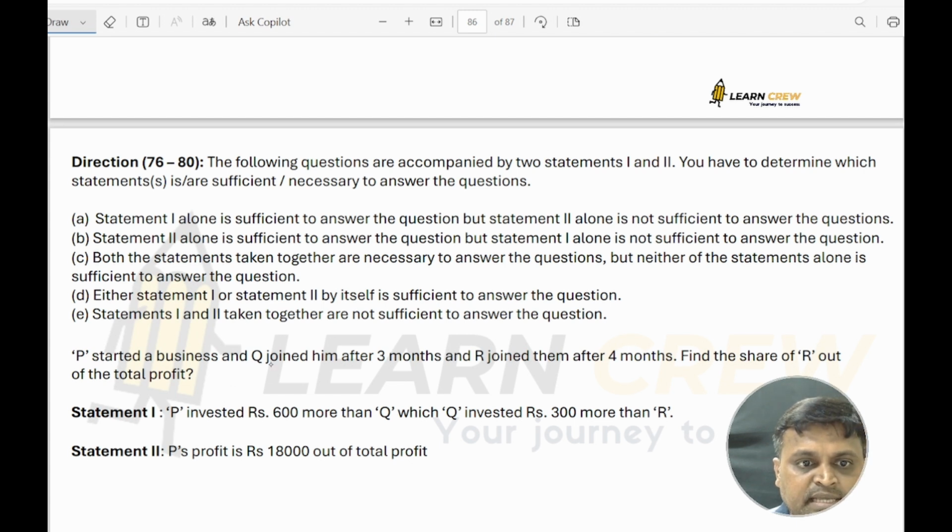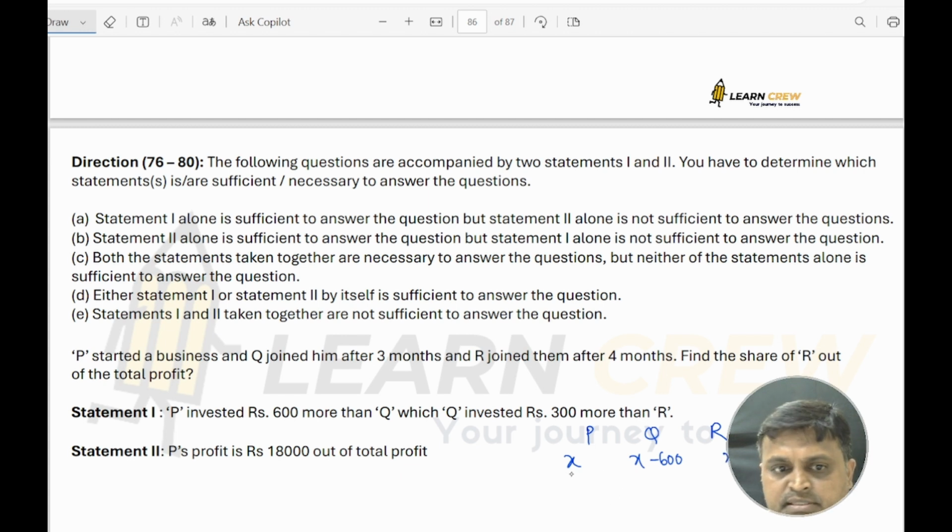So P started a business and Q joined him after 3 months. R joined them after 4 months. Find the share of R out of the total profit. P invested 600 rupees more than Q. Q invested 300 rupees more than R. So if P is x, Q is x minus 600, and R would be x minus 900.